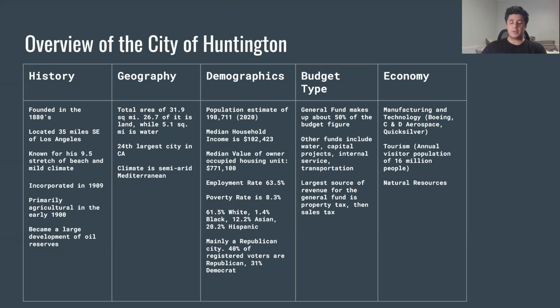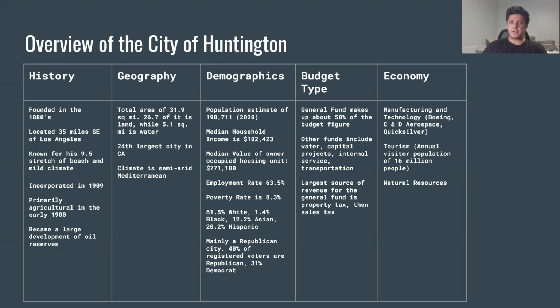The budget type, I believe, is a program budget. The general fund makes about 50% of the budget figure. Other funds include water, capital projects, internal service, and transportation. The largest source of revenue for the general fund is property tax, then sales tax. The main economy of the city is actually based on manufacturing and technology.